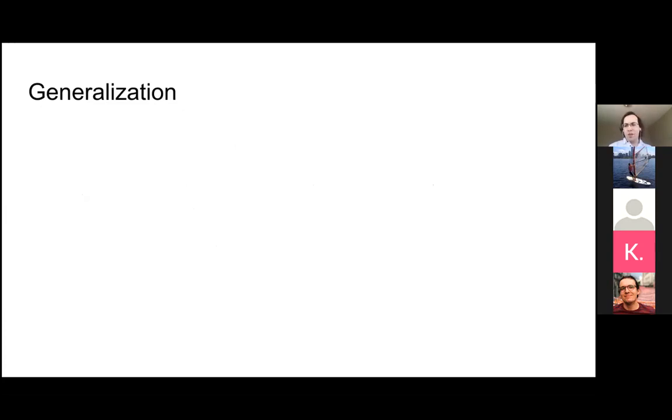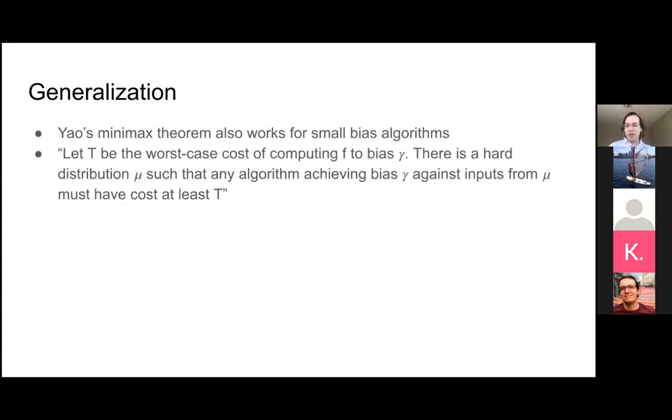And here we want to give a generalization of Yao's Minimax. Well, Yao's Minimax is already pretty general. It also works for small bias algorithms. And for small bias algorithms, it will say something like this: let T be the worst case cost of computing f to bias gamma. Then there's a hard distribution mu such that any algorithm achieving bias gamma against inputs from mu must have cost at least T. Okay. So again, it's as hard to compute the function against mu as it is in the worst case.